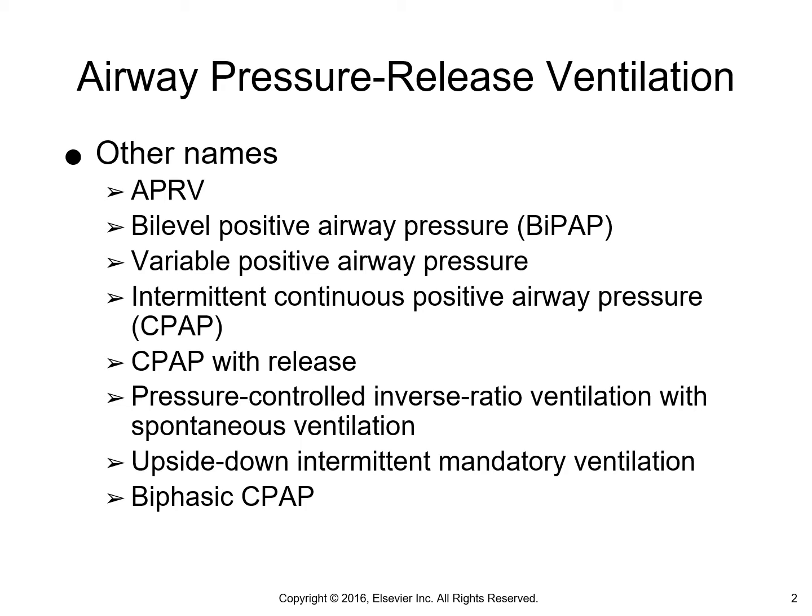Draeger was actually the first vent to offer APRV. It is also on the Servo I, called bi-vent. The Puritan Bennett 840 calls it bi-level. However, you can do APRV with bi-level as long as you have your inverse ratio at least 4:1. And then the 980 also has APRV, as well as the Hamilton G5.